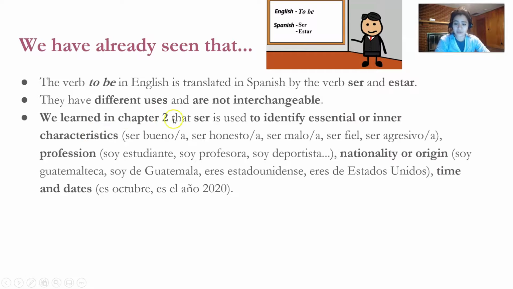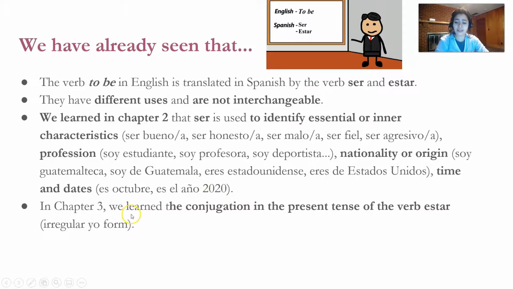We learned in chapter 2 that ser is used to identify essential or inner characteristics like ser bueno, ser buena, ser honesto, ser honesta, ser malo, ser mala, ser fiel, ser agresivo, ser agresiva, a profession, soy estudiante, soy profesora, soy deportista, a nationality or origin, soy guatemalteca, soy de Guatemala, eres estadounidense, eres de Estados Unidos. Time and dates, es octubre, es el año 2020.